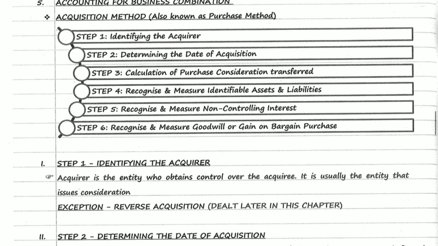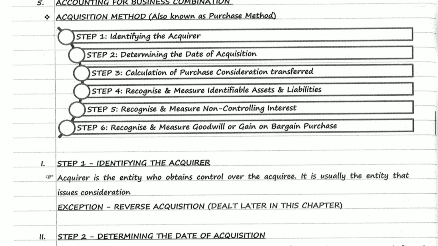Step number 4, recognize and measure identifiable assets and liabilities. Step number 5, recognize and measure non-controlling interest. Step number 6, recognize and measure goodwill or gain on bargain purchase.